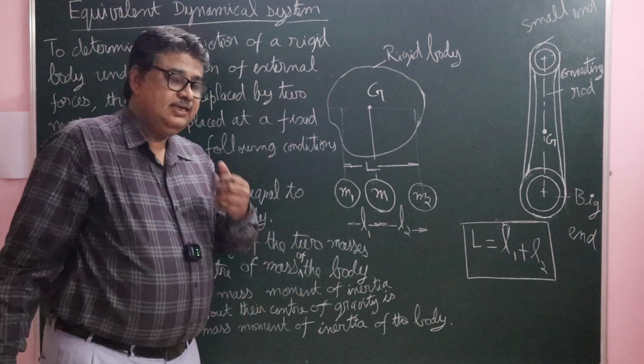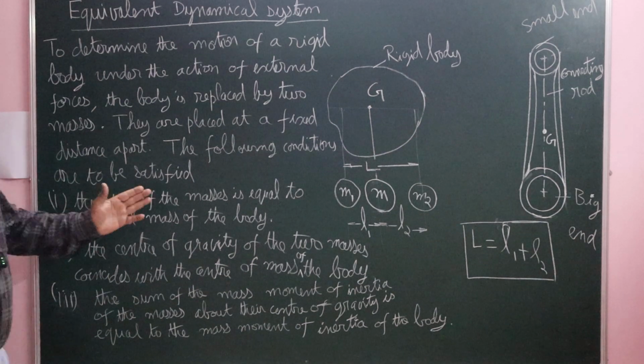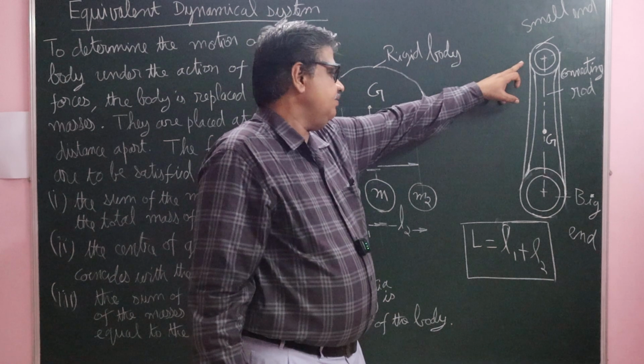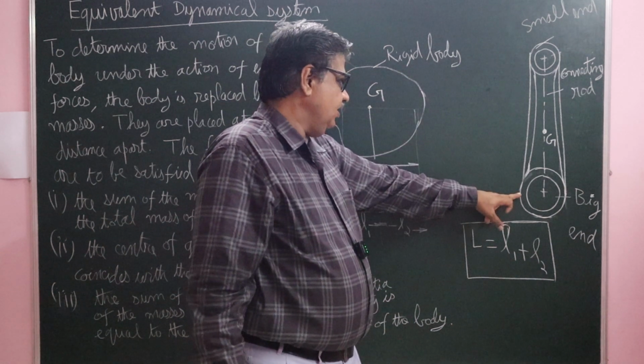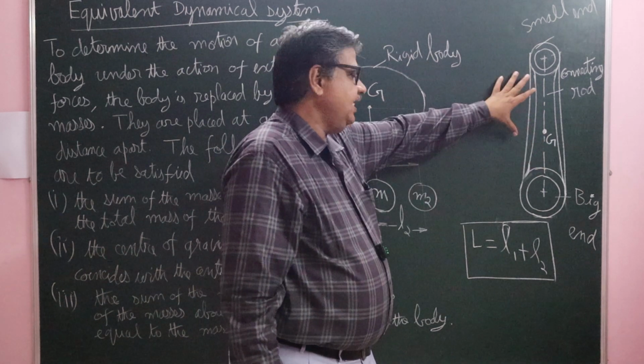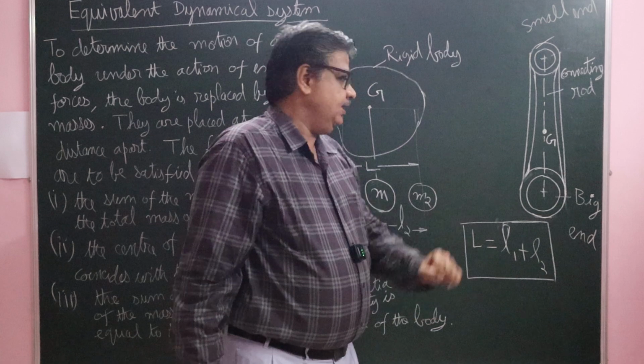Right. This concept, equivalent dynamical system, is applied in the design of the connecting rod. This is the small end of the connecting rod, this is the big end of the connecting rod, this is G, the center of gravity of the connecting rod. So in designing the connecting rod, this concept is applied.